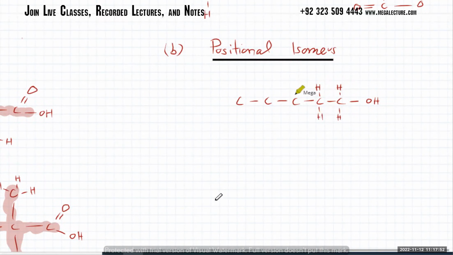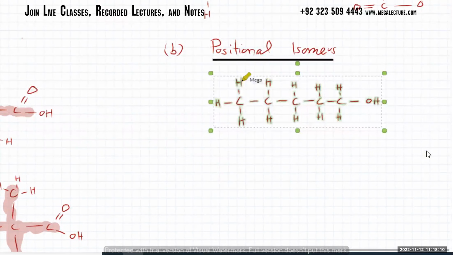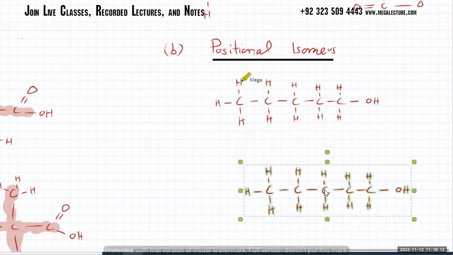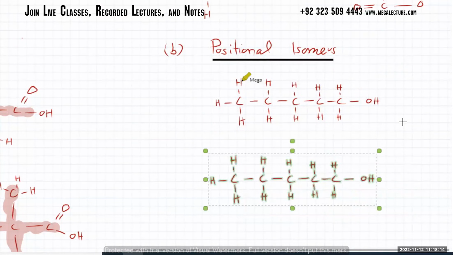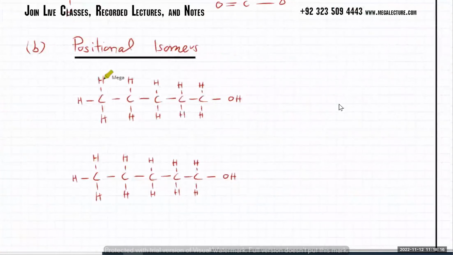Okay, positional isomers, so what you're going to do is you're just going to change the position of any group. You're not going to change the carbon atom arrangement. That will be chain isomers. What you'll simply do is you'll just keep changing the position of one of the functional groups or any group. Okay, so in this case, I guess you're going to change the OH positions.